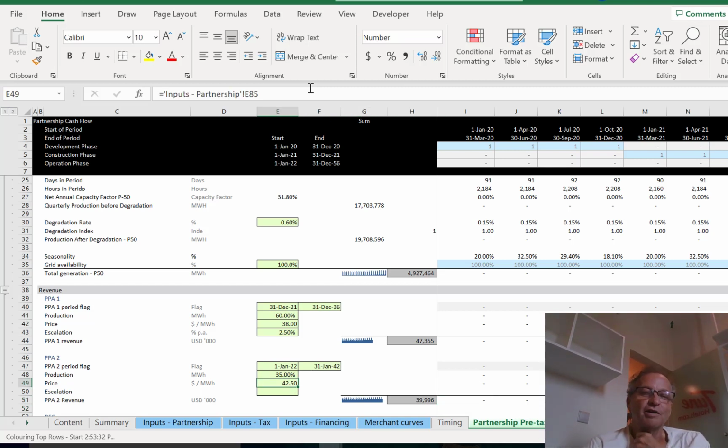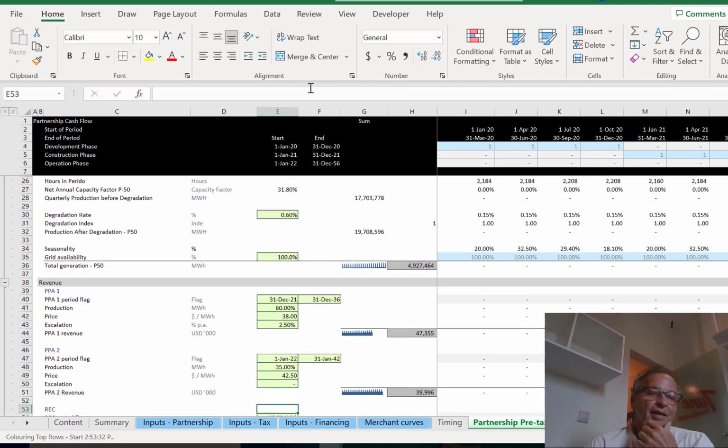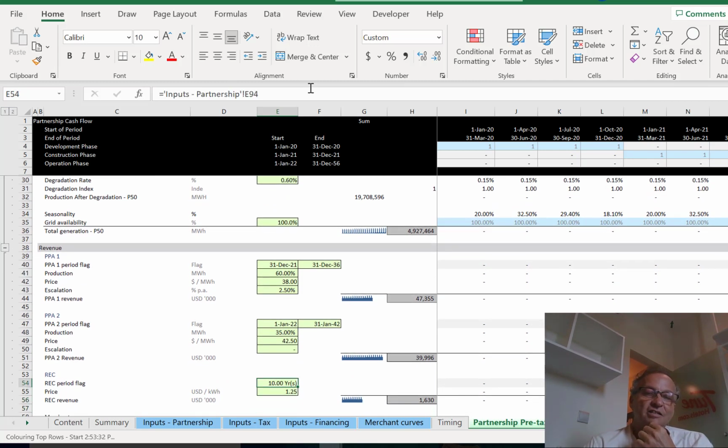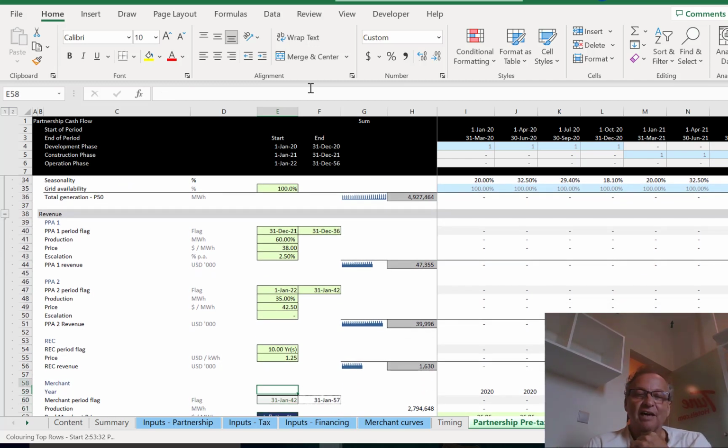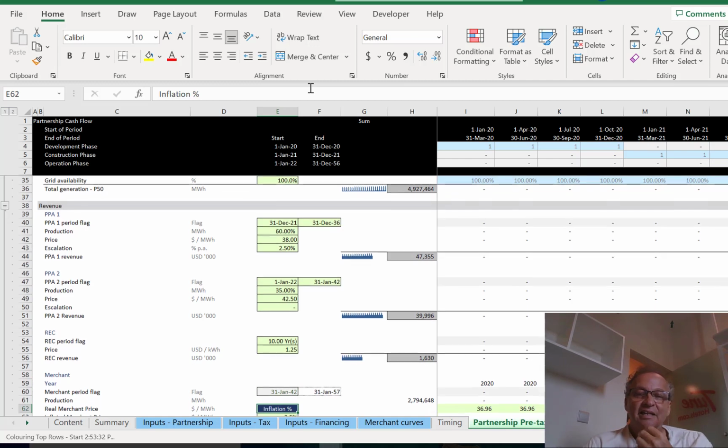This PPA had no inflation. It took 35% instead of 60% of the output. And then they got some renewable energy credits as well. And finally, we go down to the merchant, and I think we don't even need that pure merchant flag.